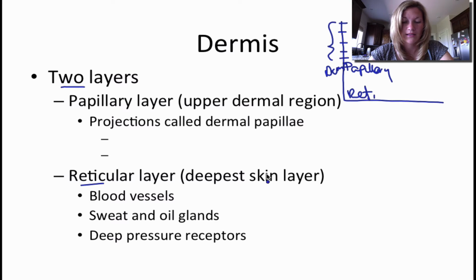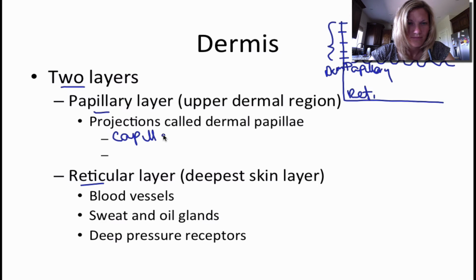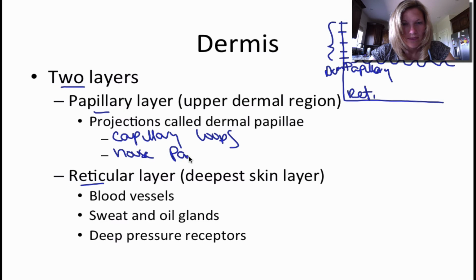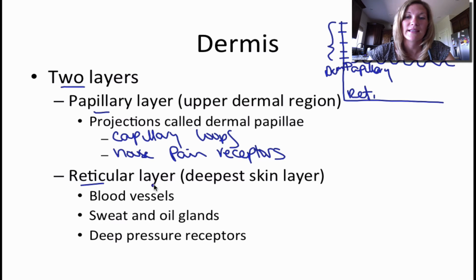Okay, so let's see here. So the papillary layer, they have dermal projections called dermal papillae. Within here, it's going to look sort of like this. The papillae kind of look like that. So they're folding regions that way. They also are going to have capillary loops. In addition, they're going to house pain receptors. And then the reticular layer is the deepest layer of skin. They're going to contain blood vessels, sweat and oil glands, and then they also are going to have deep pressure receptors, whereas the papillary layer is going to have some pain receptors also.